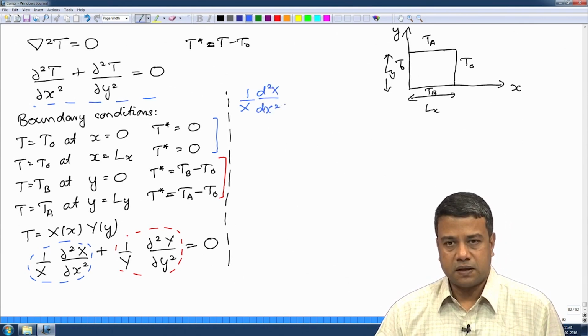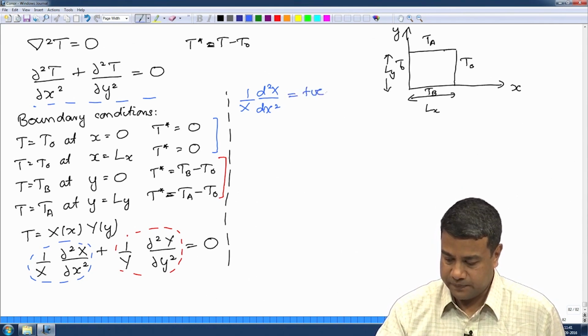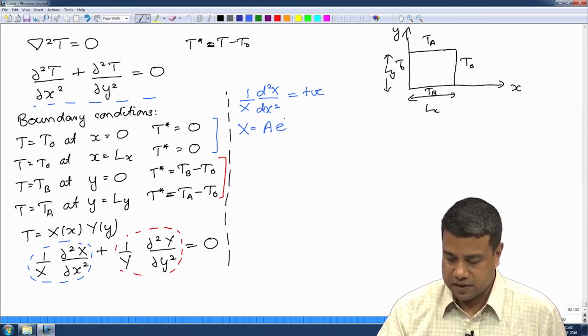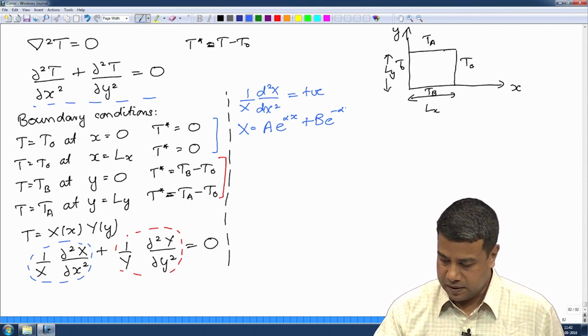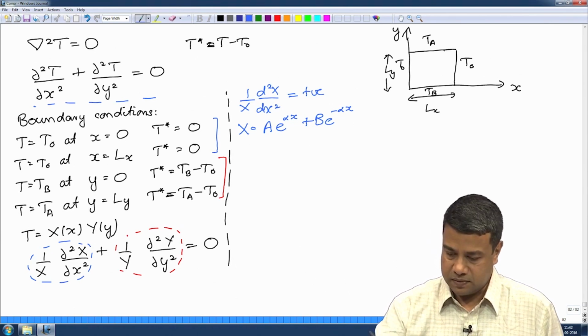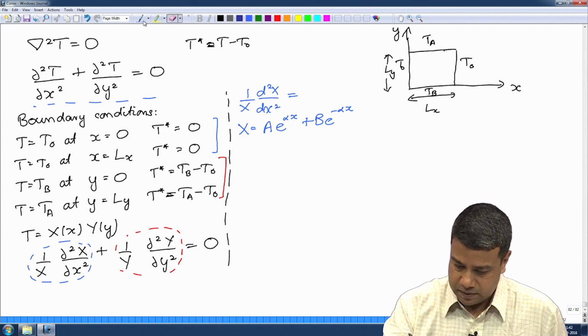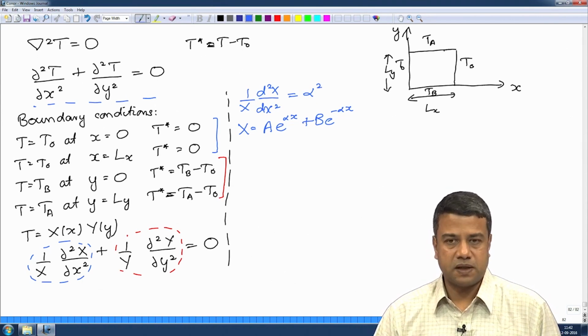There are two possibilities. One is if it is positive, in which case X will be equal to a e power alpha x plus b e power minus alpha x. For a second order equation where the constant is alpha square, a positive number, the solutions will be exponentials.